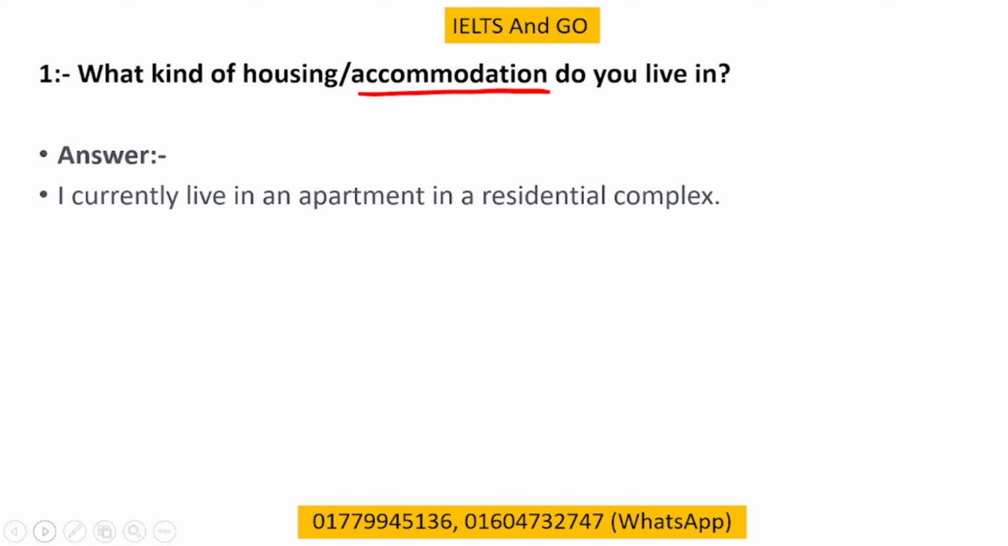So, the first sentence: when you are asked what kind of housing accommodation do you live in, you will answer very simply, I currently live in an apartment. The pronunciation will be apartment. In a residential, it will be residential. The correct pronunciation will be residential complex.